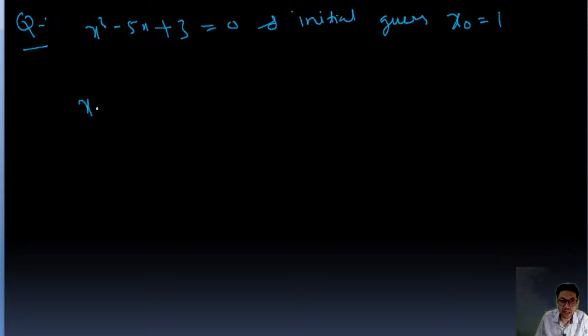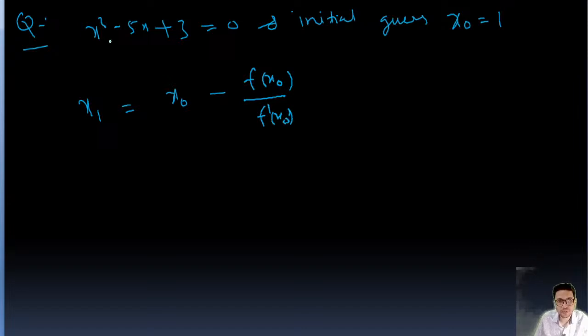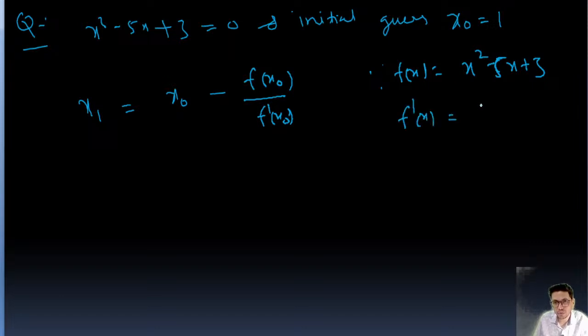So we will find first x1. X1 means this formula, right? X naught minus f(x naught) upon f dash(x naught). So first we will find, we have been given f(x). Now we'll find f dash x.